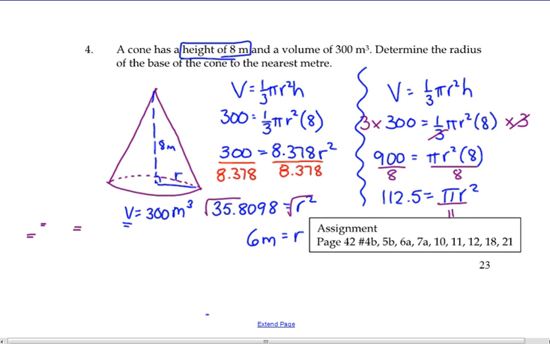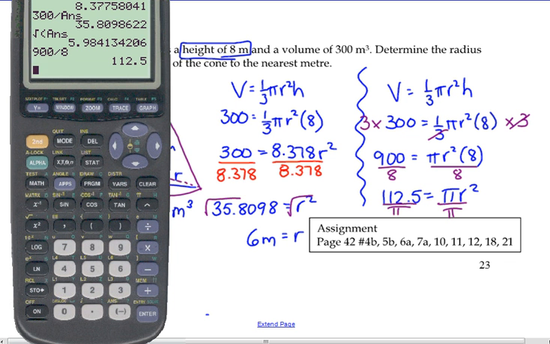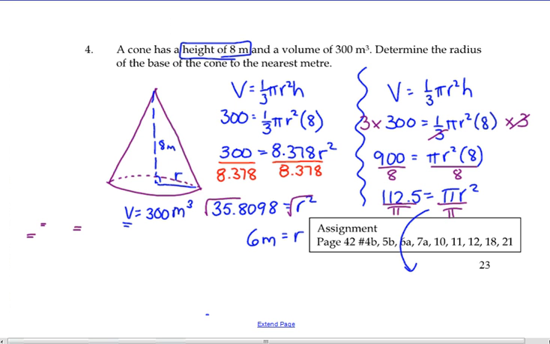And then divide by pi. If you plan on taking physics, you should do the algebra way. Okay, divide by pi. 35 point. Equals r squared, and then square root both sides. So 6 meters equals r.